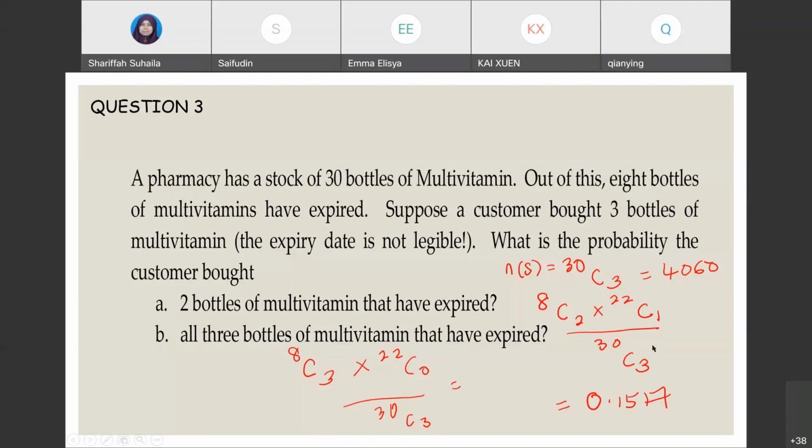Okay, dapat tak jawapan ni? Sama, ya? 0 point. Sekejap, okay, let me compute again. Okay, so 0.0138, eh? Okay, boleh tukar 0.0138. Okay, okay, so we accept that answer. So 0.0138.